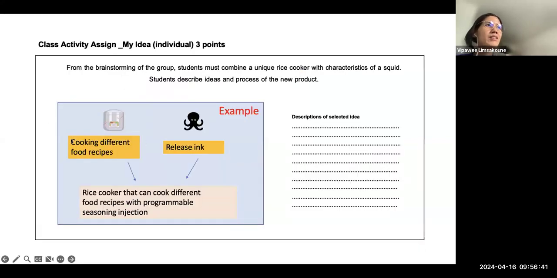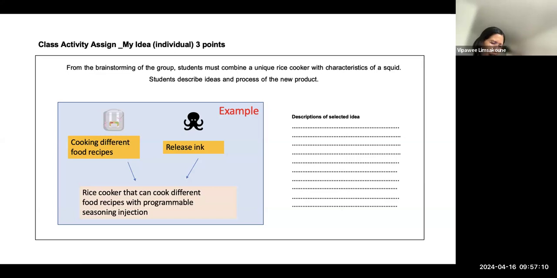So this is the class activity assignment template. Okay, where you put the post-it that you select, give the credit of who created that idea, and you write a summary of the function of your rice cooker and a description of the selected idea. Okay, you provide a description.